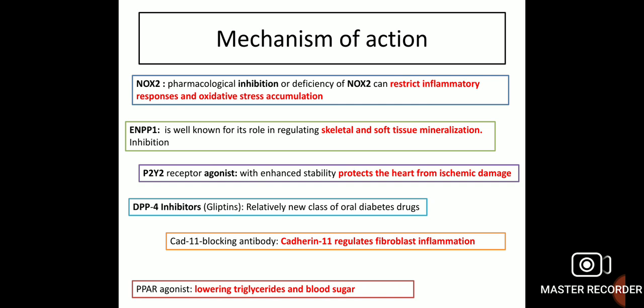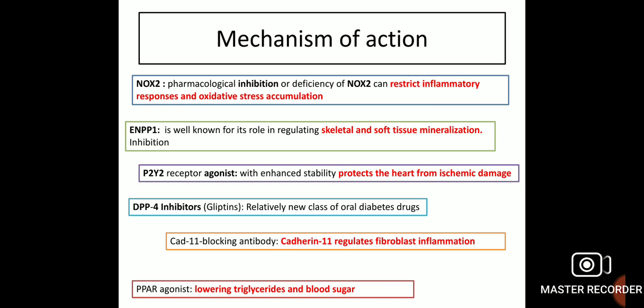So NOX2: pharmacological deficiency or inhibition of NOX2 can restrict the inflammatory and oxidative stress response accumulation, which are responsible for stenotic calcification. So in this way the inflammation or oxidative stress can be prevented, right? So next is ENPP1. ENPP1 is well known for its role in regulating skeletal and soft tissue mineralization inhibition. Then P2Y2 receptor agonist. It enhances stability and protects the heart from ischemic damage.